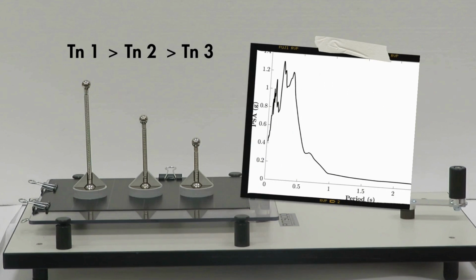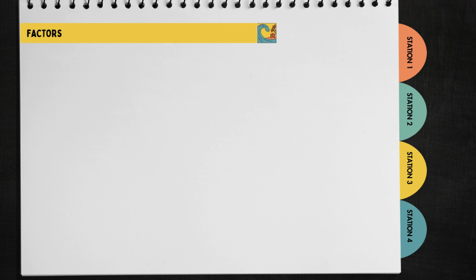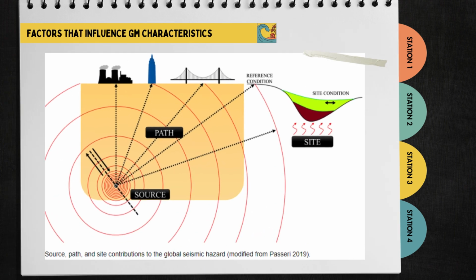For the same excitation, we can graph the maximum response of different structures with respect to the natural period. This plot is called response spectra, and it is a convenient tool for seismic design. Now, let's see what are the key factors that influence ground motion. Ground motions are influenced by three main components: source, path, and site effects.